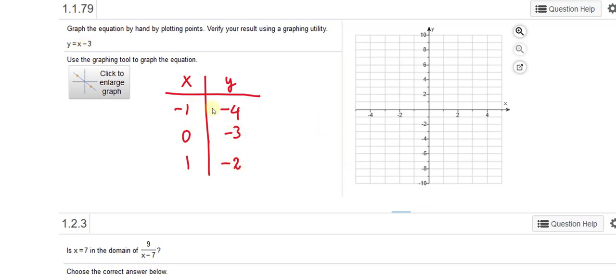Now we have the pairs x, y. Let's plot them on the x, y axis here. When x is minus 1, which is here, y is minus 4, which is right here. When x is 0, y is minus 3, which is right here. When x is 1, which is here, y is minus 2, which is right here. So we can see that they all lie on a straight line. We can connect them together, and we should be able to graph the function. When you plot this on MyMathLab, all you need is 2 points, so you can use the 2 dots and they will connect the line together.